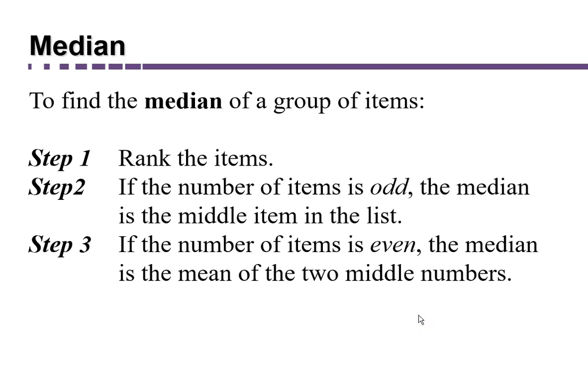Now, what's the procedure for finding the median? Well, first, rank the items. That is, put them from lowest to highest or highest to lowest. Then, if the number of items is odd, the median is the middle item in the list. If the number of items is even, the median is the mean of the 2 middle numbers. And I will illustrate this for you as we go on.